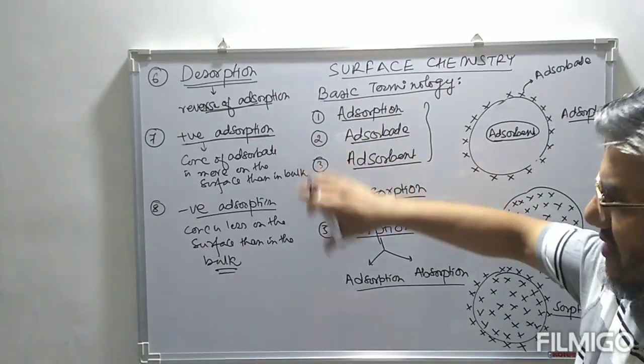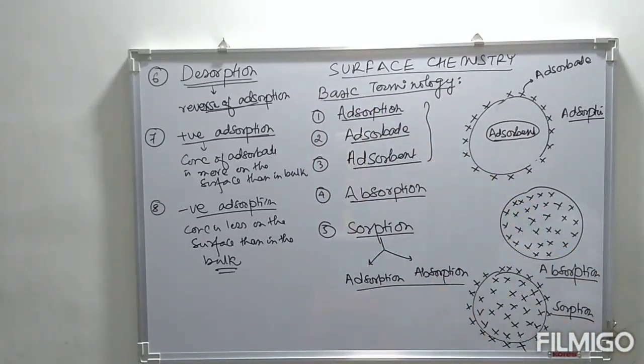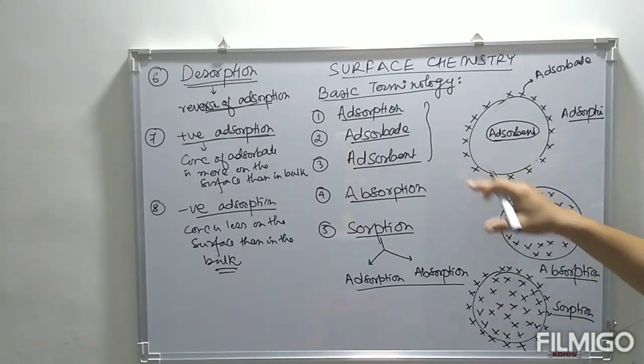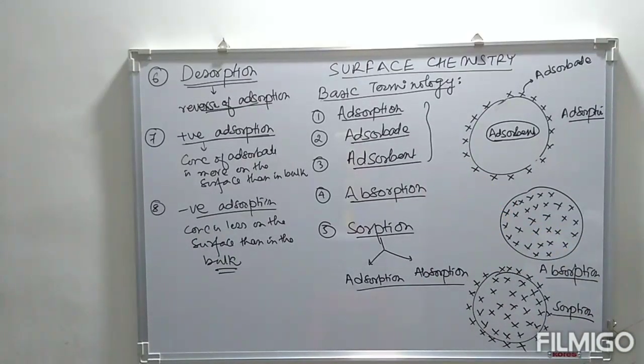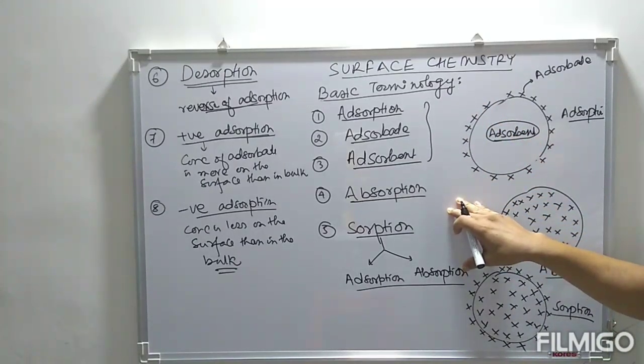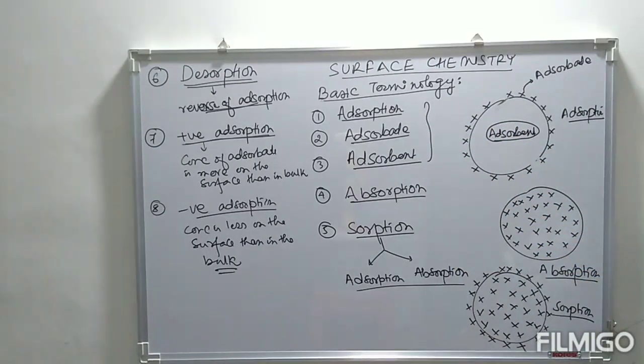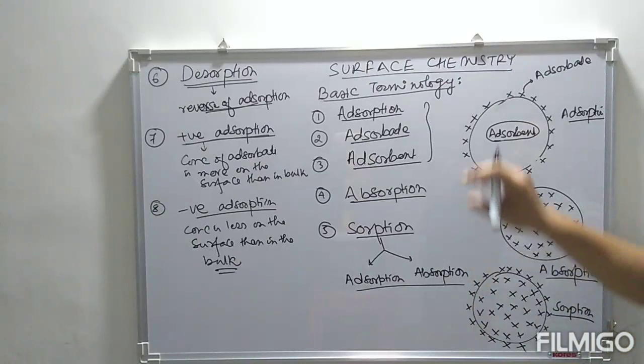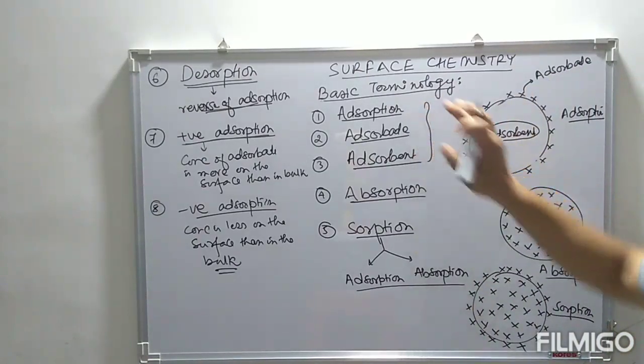So these are some of the terms that we use in surface chemistry, because we'll often be using these terms: adsorbate, adsorbent, adsorption, sorption, desorption. Before starting with the actual chemistry, these are the basic terms that we have to come across. Now let's go to the mechanism of surface chemistry, or why some molecules stick only at the surface, or what is the mechanism of this adsorption.